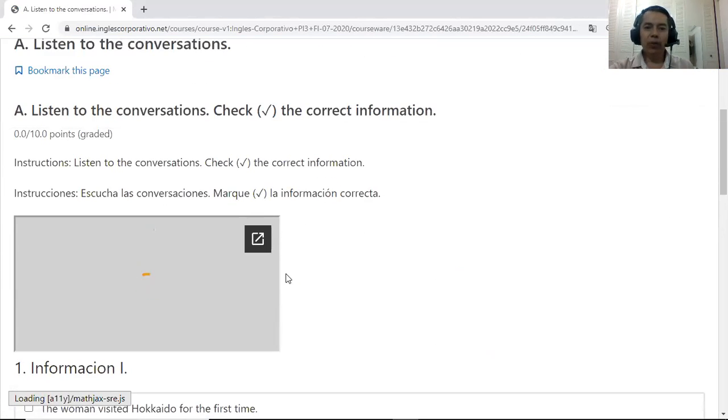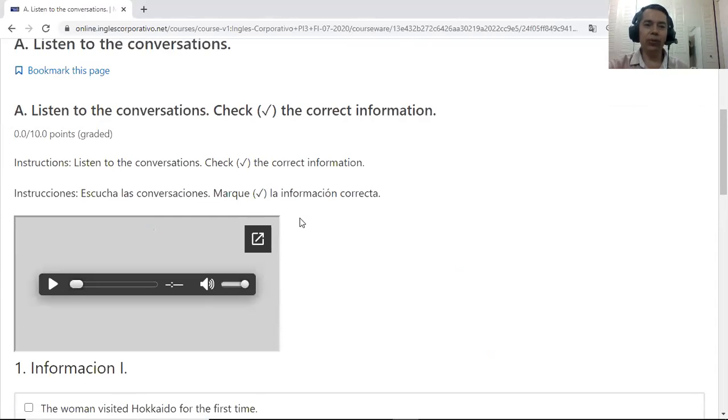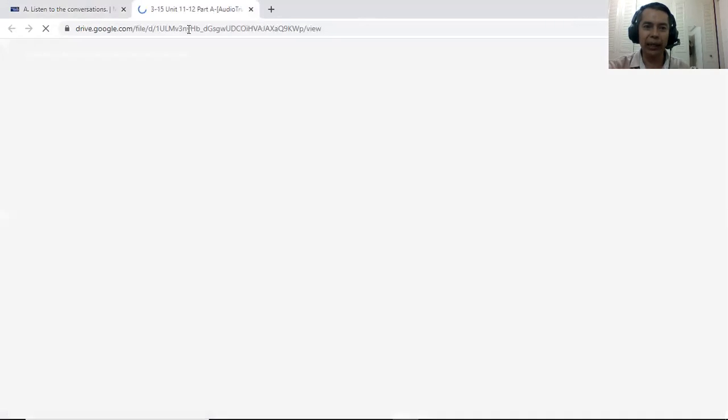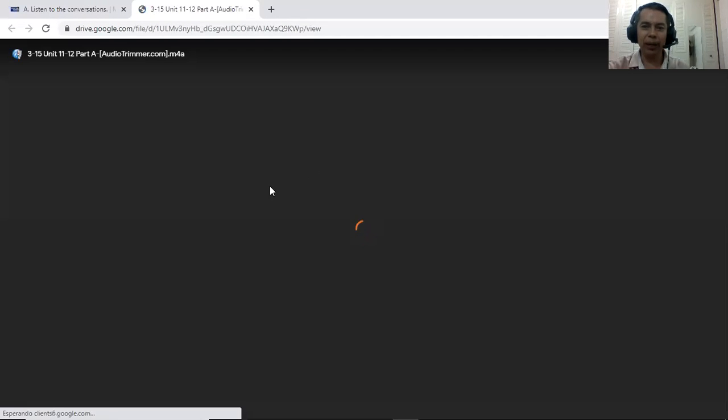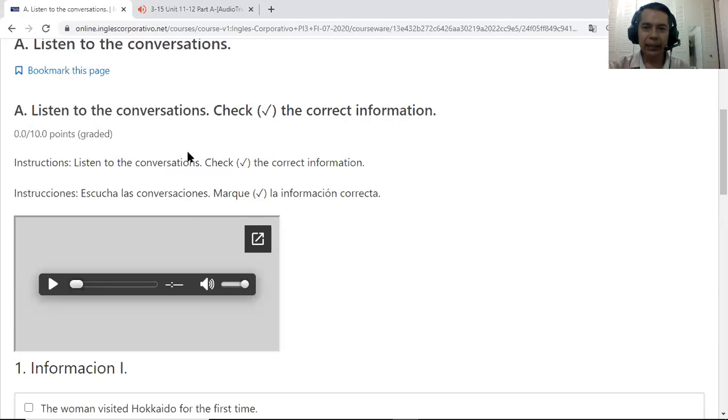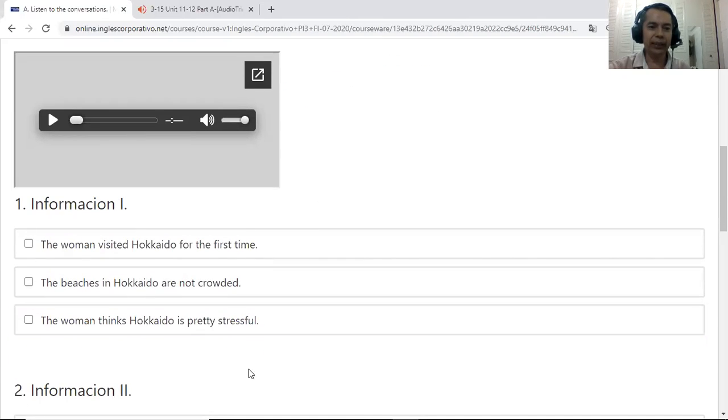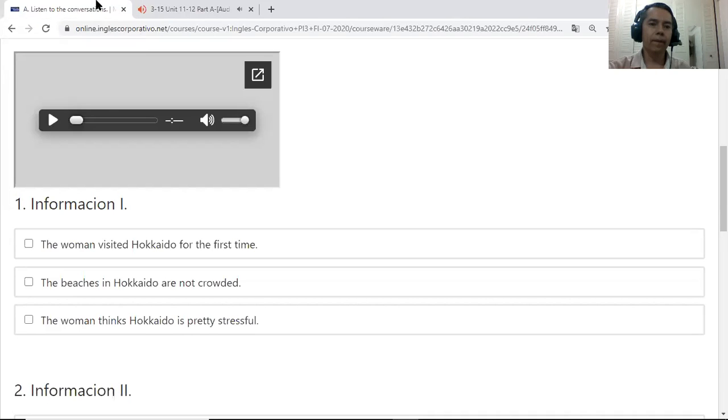Now, when you make the test, you make this chart. Podemos subir este cuadrito a otra ventanita aquí para que no nos dé problema, ¿verdad? Y ahí le podemos dar play. And then it says, listen to the conversation and check the correct information. Information number one. Listen to the audio.